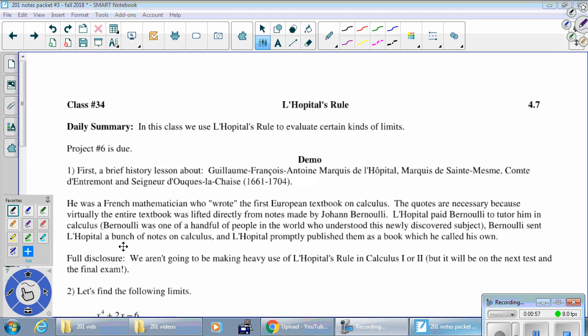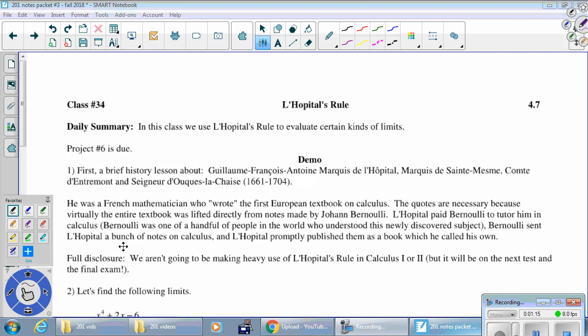Bernoulli didn't say anything about this while L'Hopital was still living, although Bernoulli was obviously very upset by this deception. But he felt that because L'Hopital had paid him, he didn't have a right to come up and say, hey, that's my book. He felt like he was paid for his services, but he wasn't happy about it.